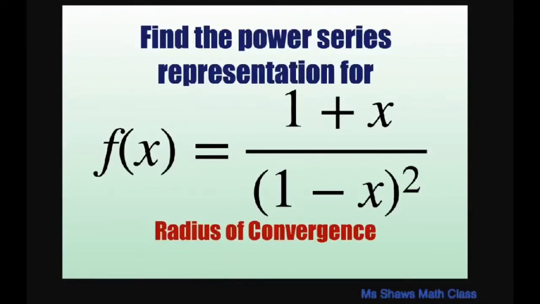Hi everyone, we're going to find the power series representation for f of x equals (1 plus x) divided by (1 minus x) squared, and also find the radius of convergence. First thing we're going to do is look at f of x equals 1 divided by (1 minus x) squared.